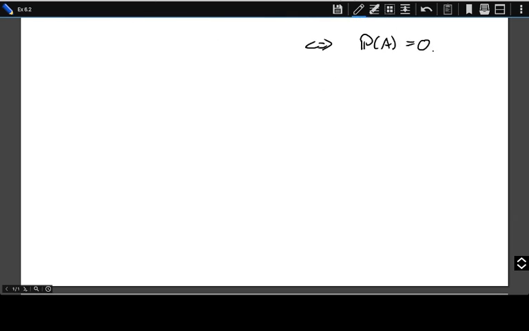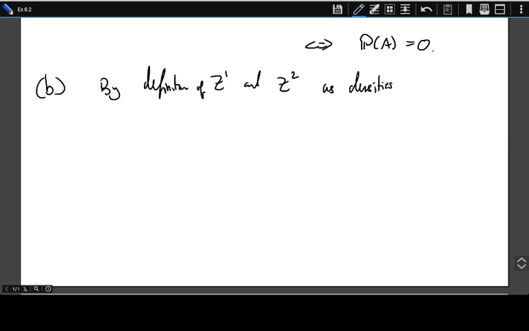Now part B. So Z1 and Z2 are by definition densities of the measures Q1 and Q2 with respect to P. It follows from this definition that Q1 of any set A is equal to the expectation with respect to P, which we shall write without the notation P, but when no measure is given, it's assumed that it's just the measure that comes with the probability space.